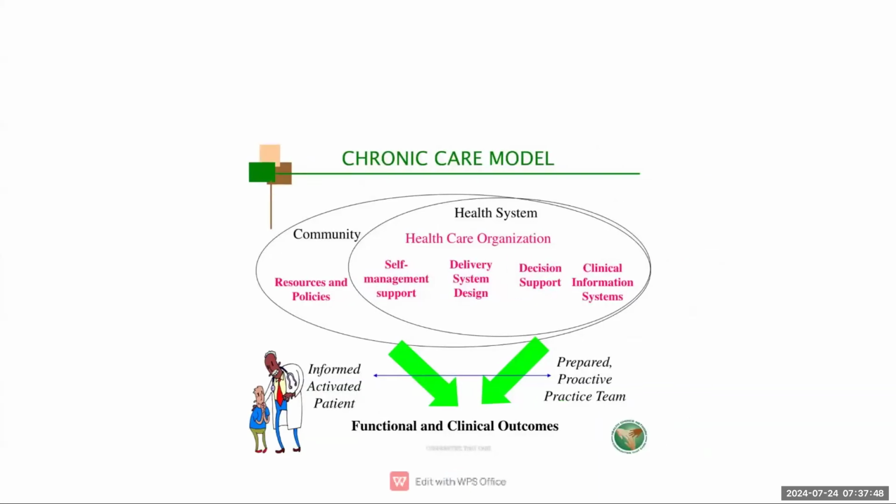This just illustrates the chronic care model. According to this model, where there's improvement in these processes, here you have the healthcare organizations, the community resource and policies. This will foster more productive interaction between patients who are, in this case, informed and activated in their care, and the practice team that are prepared and proactive in providing this care. So ultimately, this productive interaction should improve the outcome of chronic care.